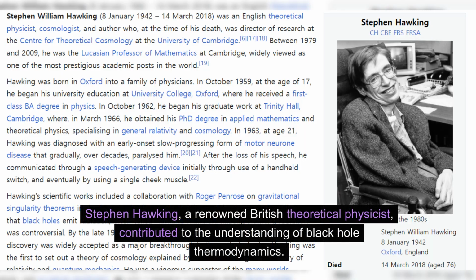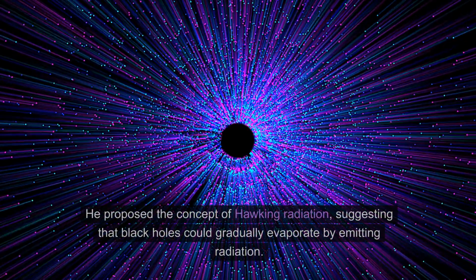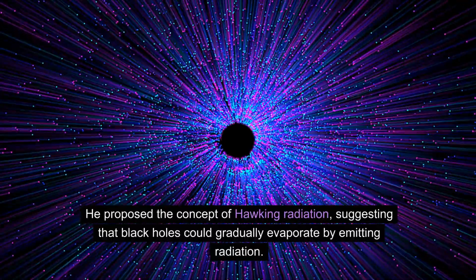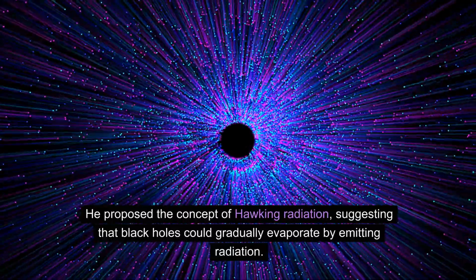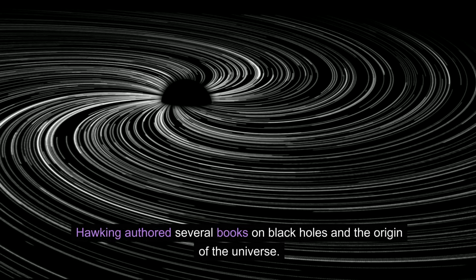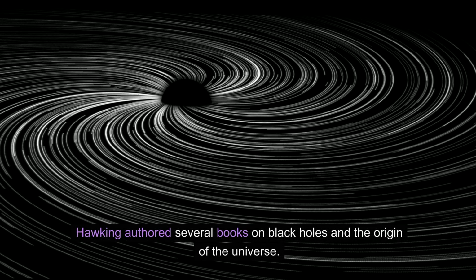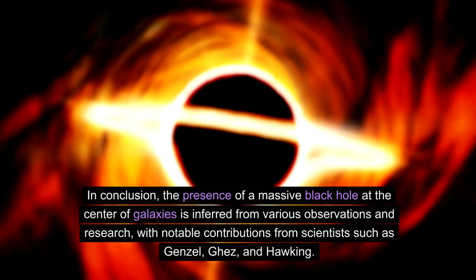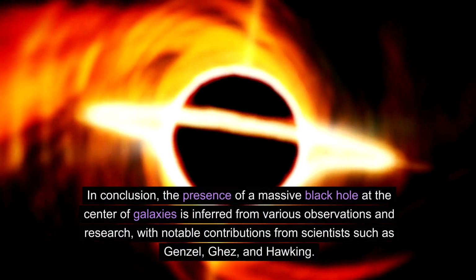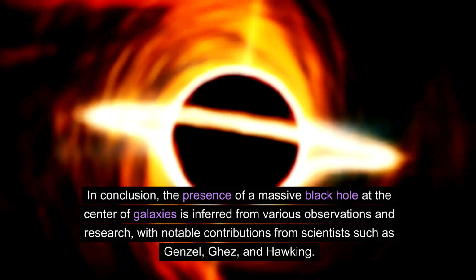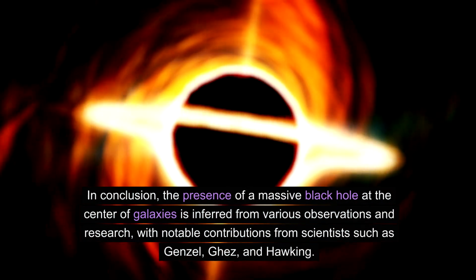Stephen Hawking, a renowned British theoretical physicist, contributed to the understanding of black hole thermodynamics. He proposed the concept of Hawking radiation, suggesting that black holes could gradually evaporate by emitting radiation. Hawking authored several books on black holes and the origin of the universe. In conclusion, the presence of a massive black hole at the center of galaxies is inferred from various observations and research, with notable contributions from scientists such as Genzel, Ghez, and Hawking.